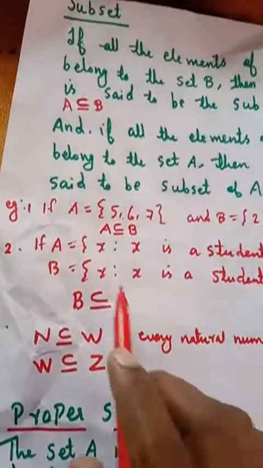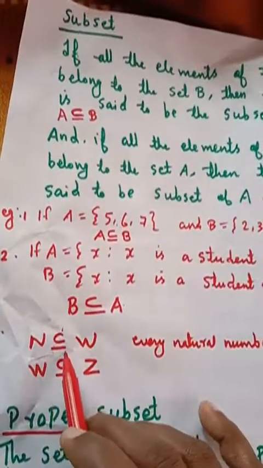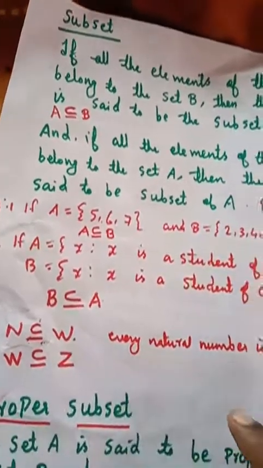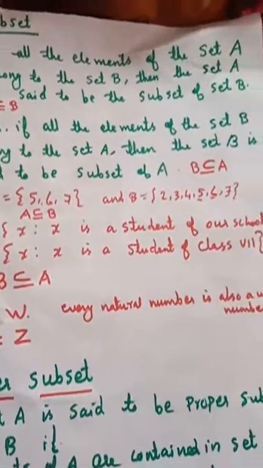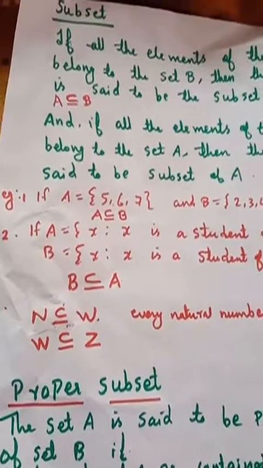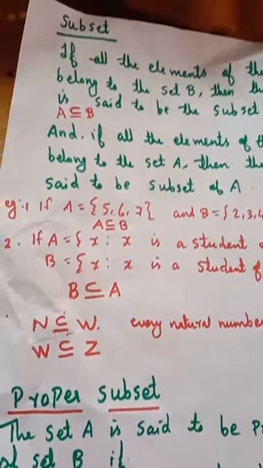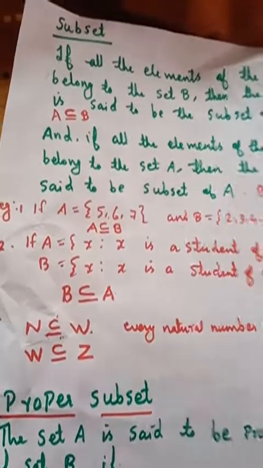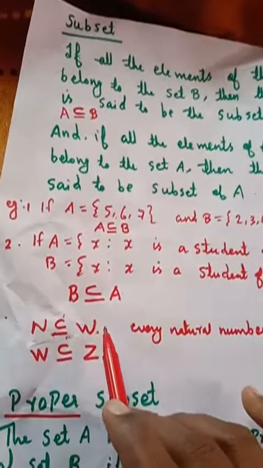Next, natural numbers N is a subset of W. That is, the set of natural numbers is a subset of W. That means every natural number is also a whole number. Natural numbers means 1, 2, 3, etc., and whole numbers means 0, 1, 2, 3, 4, 5, 6, 7, 8, etc. So the natural number set is contained in the whole number set.